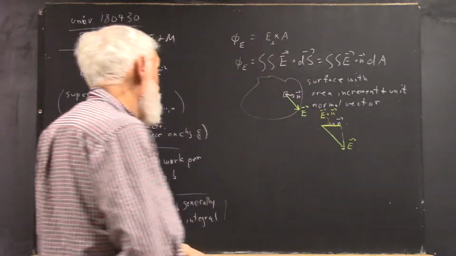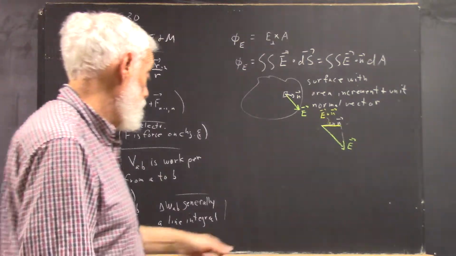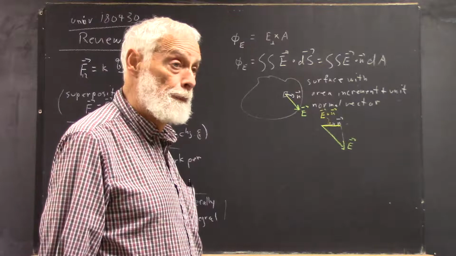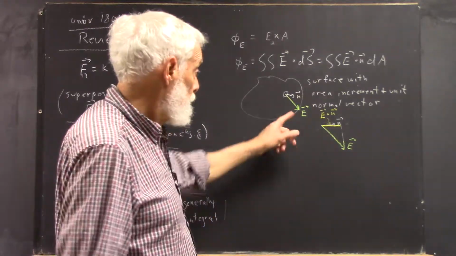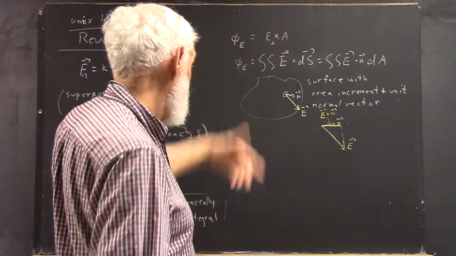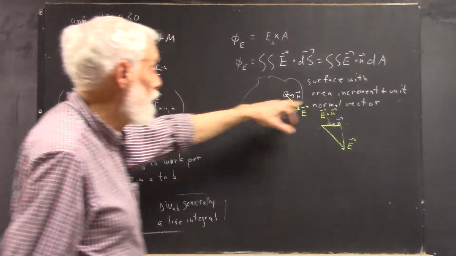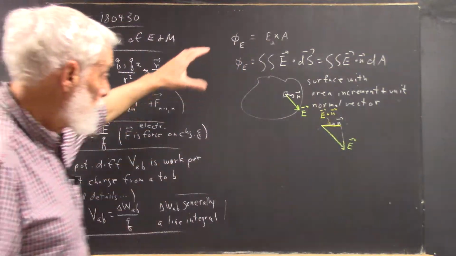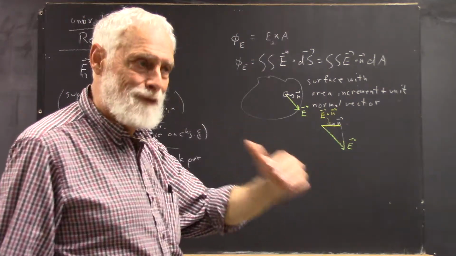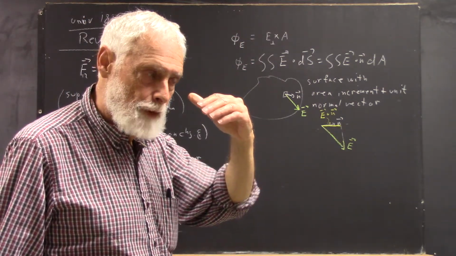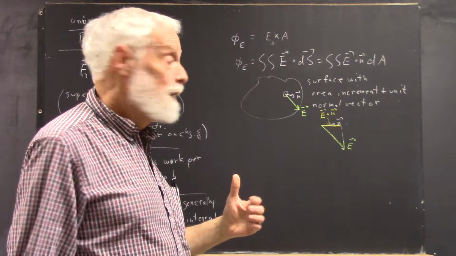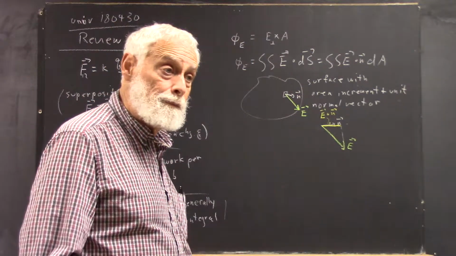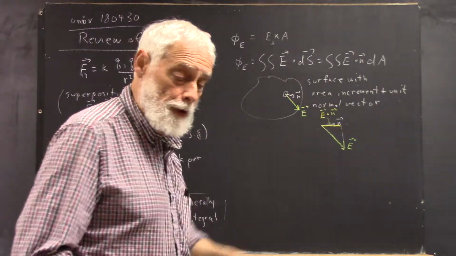So that's the idea of flux, and if you have a magnetic field, the picture is exactly the same, except it's a magnetic field. You have a B here and a B dot n dA here. You don't have to actually do the flux integral, because again, it's multivariable calculus, but you know how. So hopefully that helps you understand.